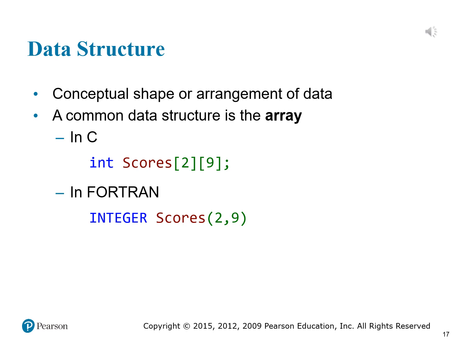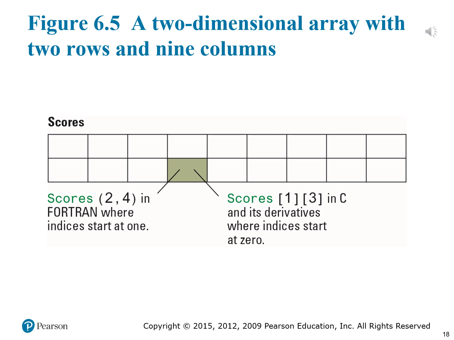One common data structure is the array, which is a block of elements of the same type, such as a one-dimensional list, a two-dimensional table with rows and columns, or even tables with 3 or higher dimensions. For example, this figure displays the conceptual structure of two-dimensional arrays of integers having 2 rows and 9 columns.